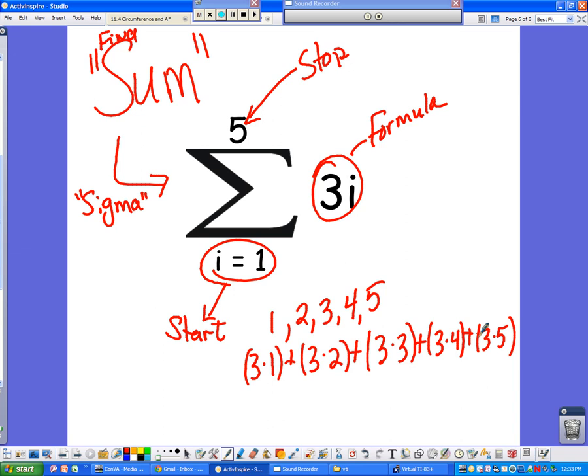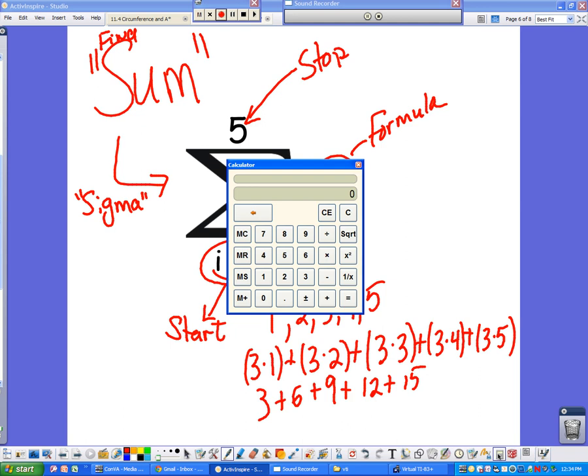And then the only thing is, once we find those numbers, we're going to add each of them up. So 3 times 1 is 3. 3 times 2 is 6. 3 times 3 is 9. 3 times 4 is 12. And 3 times 5 is 15. So all you have to remember is that sigma notation means find the sum. You're going to find the numbers in the sequence and then just add them up. Okay? This is actually called a series. And so we find out that our answer is 45. Okay? All right, so go ahead and pause the video.